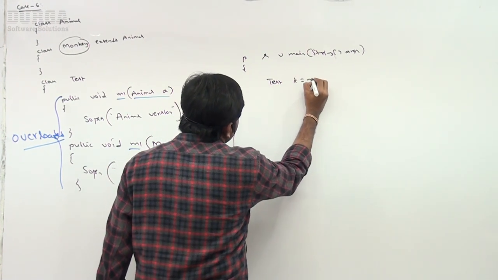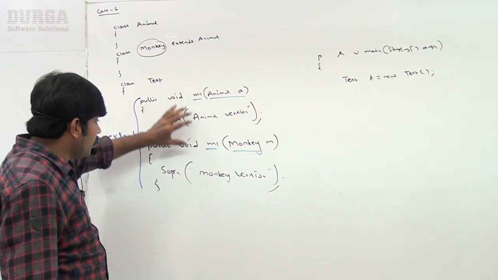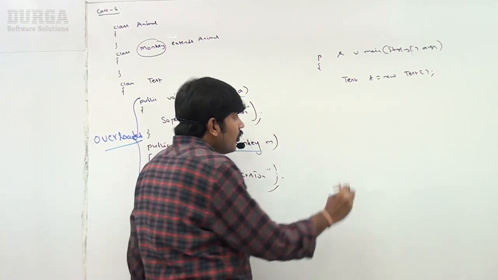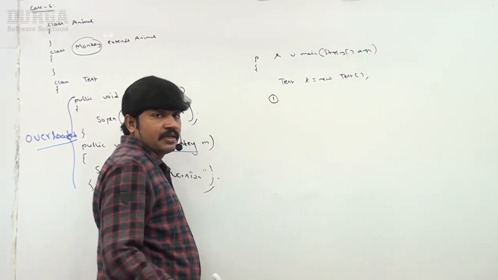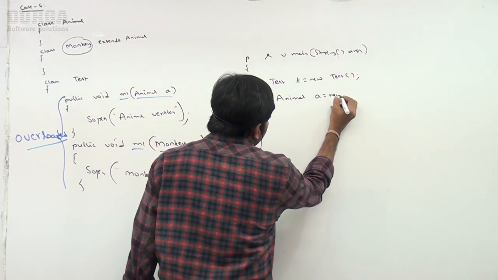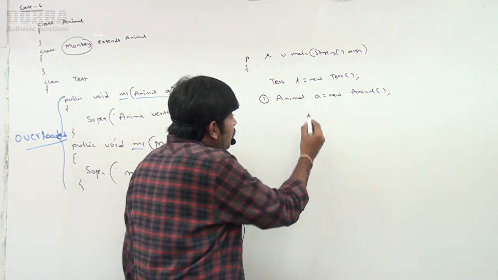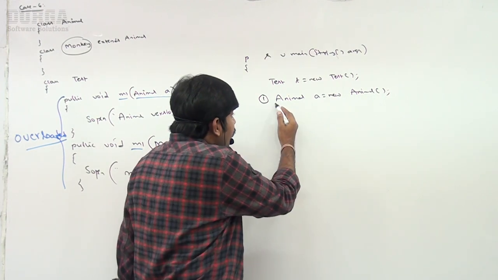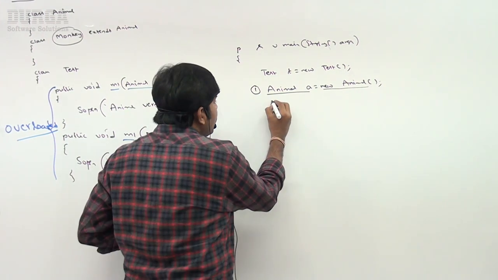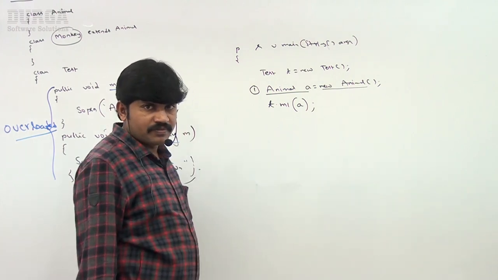Now the point is Test t is equal to new Test, because if you want to call either this method or this method, both are instance methods, so a Test class object must be required. Now, observe the first one. Animal a is equal to new Animal. Sir, I'm creating an Animal object. Reference type Animal, runtime object is also Animal only. t.m1, I'm passing a. This is the first one.